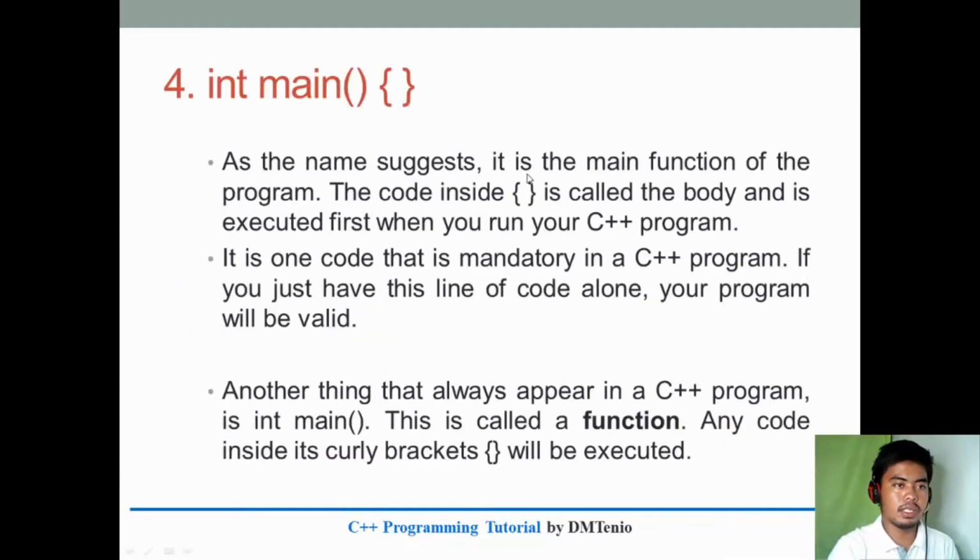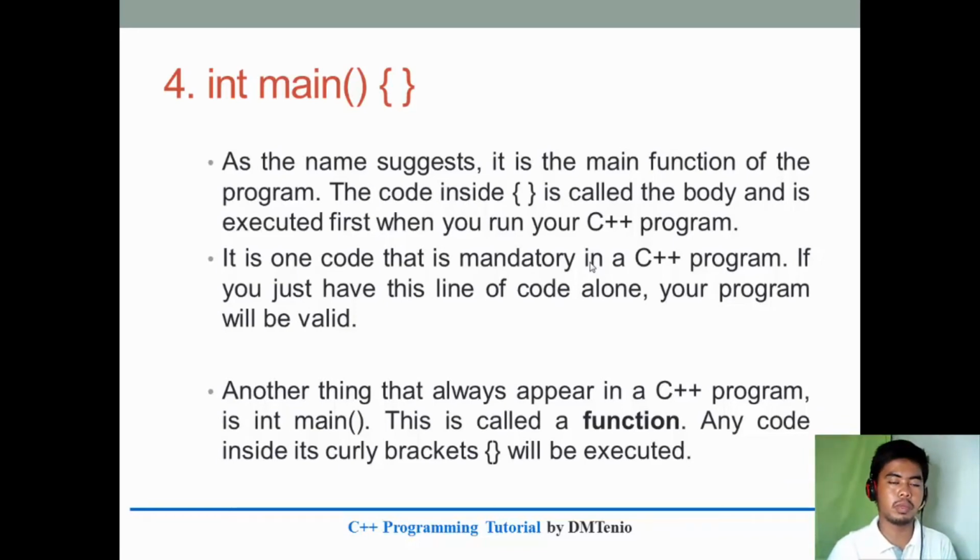As the name suggests, it is the main function of the program. The code inside the opening and closing curly braces is called the body. Inside it are our code. The body is executed first when you run your C++ program. So when you run a program, this is the first thing our compiler executes, the one that displays our program output. It is one code that is mandatory in a C++ program. If you just have this line of code alone, your program will be valid.